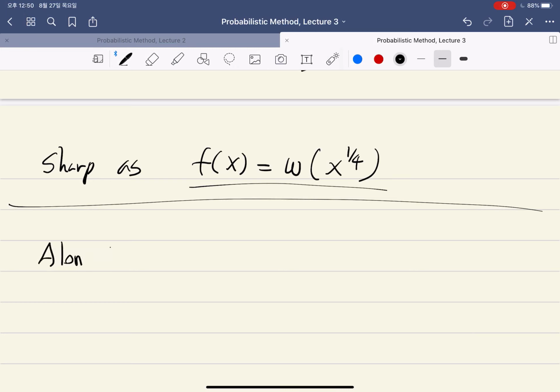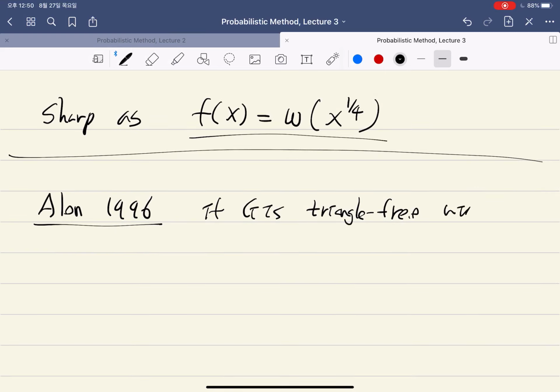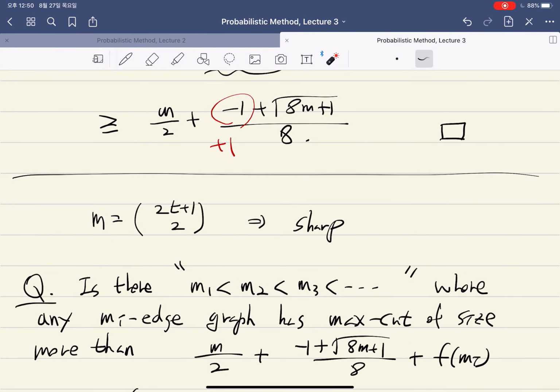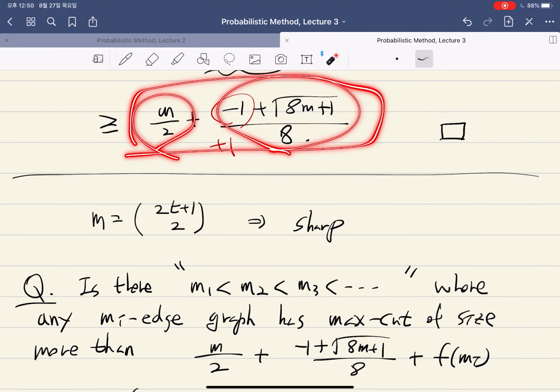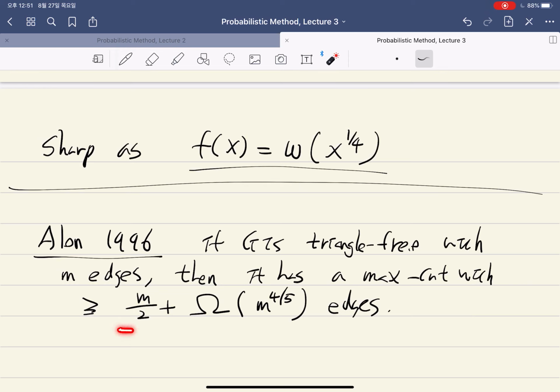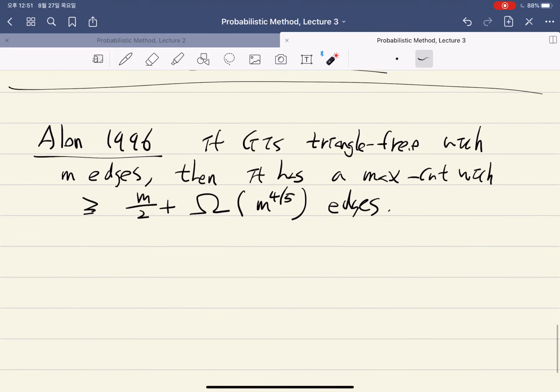For example, if we forbid certain structure in the graph, can we actually get a larger max cut? So Alon proved that if G is triangle-free with m edges, then it has a max cut of size at least m/2 plus big omega of m to the 4/5 edges. For a general graph, it's as here, m/2 plus big omega of square root of m. But if the graph is triangle-free, Alon showed that we can actually get more. And this is best possible.